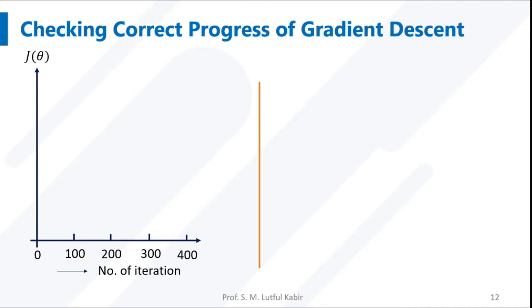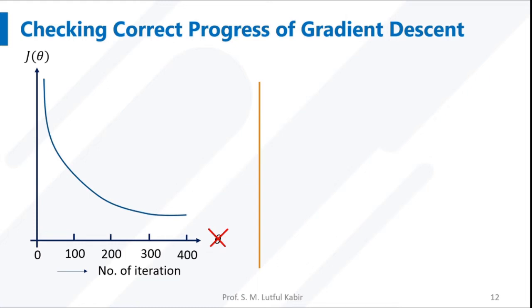So checking correct progress of gradient descent is very important, but how to check whether the gradient descent is progressing correctly? Let us say this is a plot of J(theta) versus number of iterations and the curve is like this. Notice that the x-axis is not theta, it's the number of iterations.